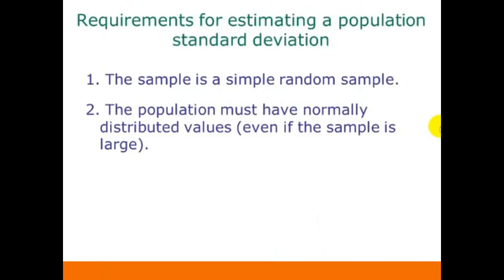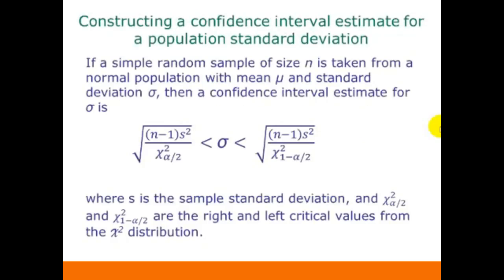So the requirements for doing this are that the sample has to be a simple random sample, and second, the population must have normally distributed values, even if the sample is large. So no matter what the sample size, the original population has to have a normal distribution. Now, to construct this confidence interval, because our distribution isn't symmetric and our critical values are completely different, we just do the two limits separately. We don't actually talk about a margin of error in this case.